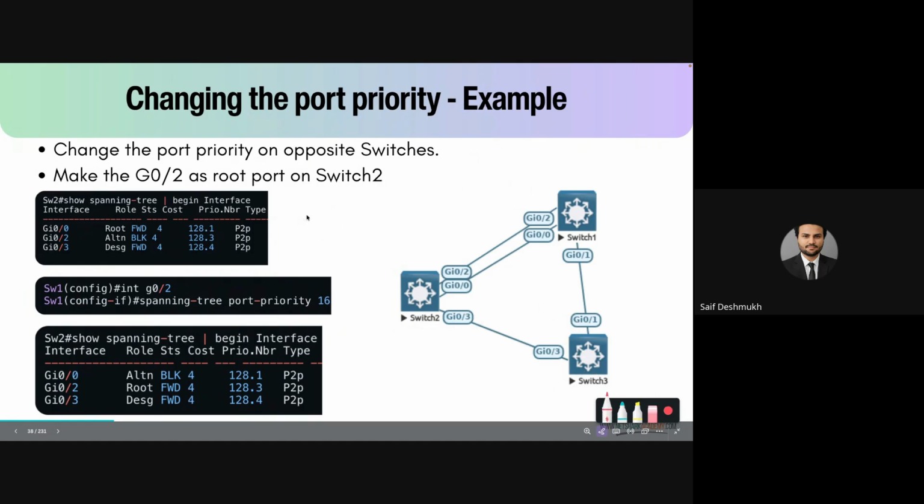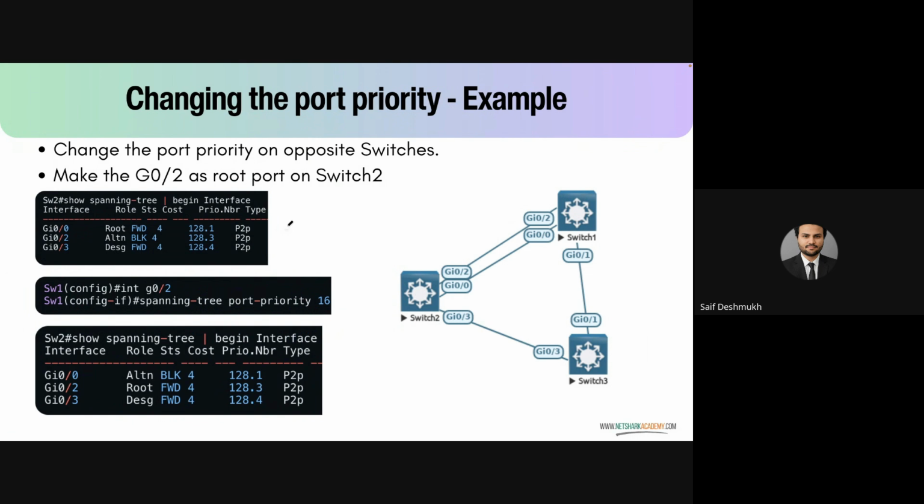Here, we will change the port priority on the opposite side, because the decision is not based on the local port priority, but rather on what you're receiving, because priority is part of the BPDU frame. Priority is a part of the BPDU frame. I'll show you.